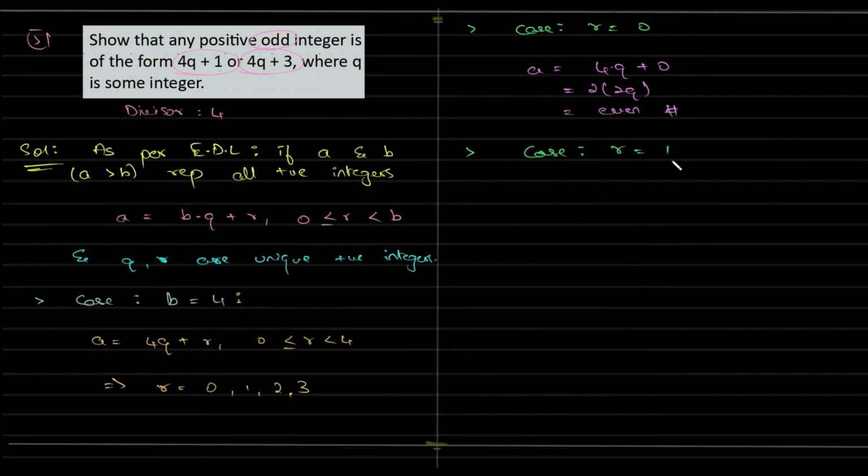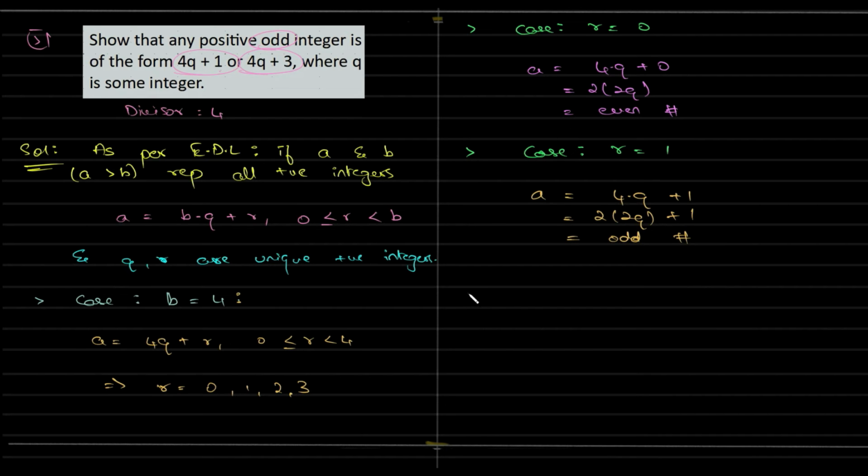when the remainder is 1. We're just following the different cases, that's all. Don't think too much, just follow the cases and you'll get the answer. A is equal to 4 into q plus 1. 4q can be written as 2 into 2q plus 1. 2 into anything plus 1 is an odd number, right? And that's the conclusion.